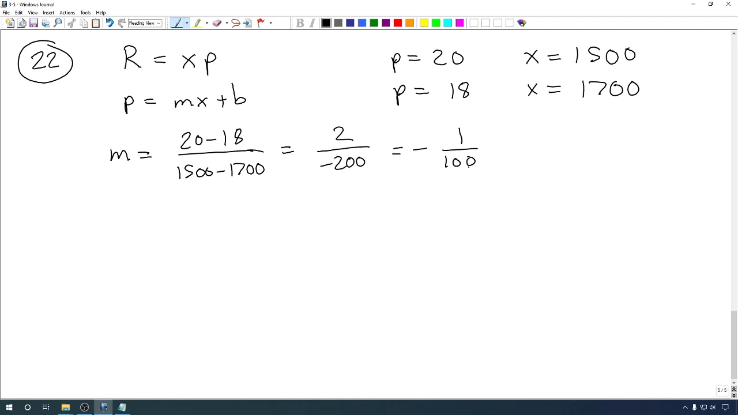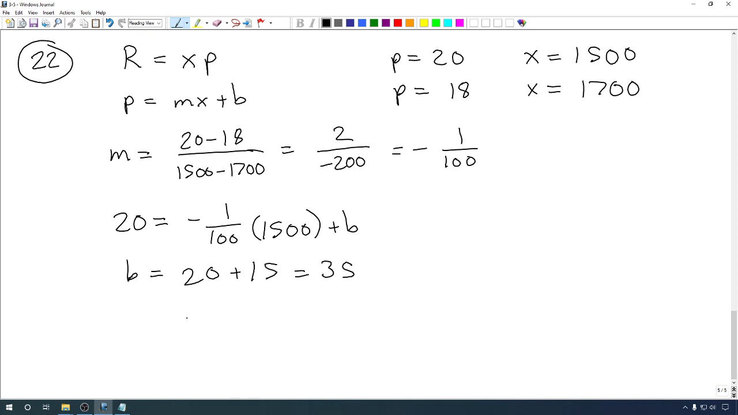We go ahead and use this m, and then one of our points, I'm just going to pick the (1,500, 20), and solve for b. So 20 needs to equal negative 1 over 100 times 1,500 plus b. Or in other words, b is going to equal 20 plus 1,500 over 100, which is 15, which is 35. So that means p is equal to, well, let's write it down. p is equal to negative 1 over 100 times x plus 35.